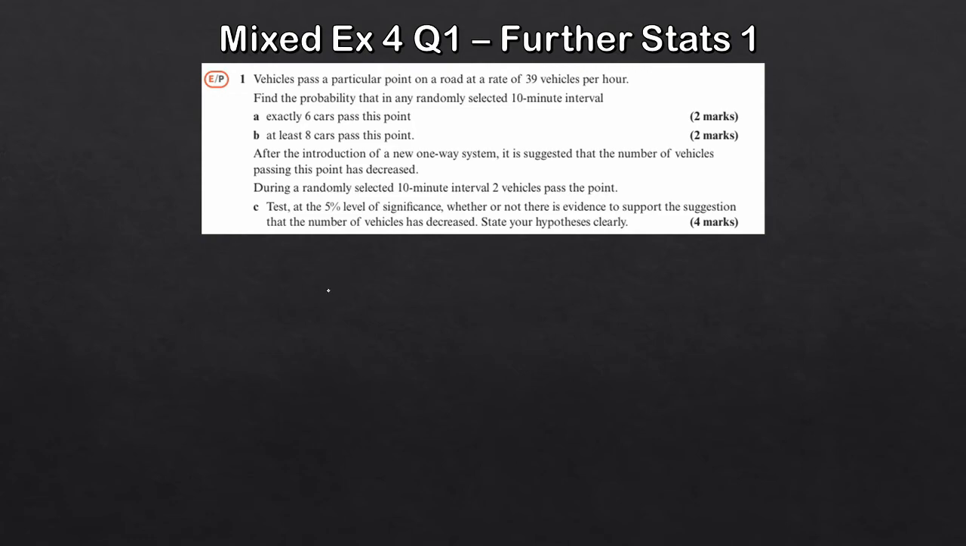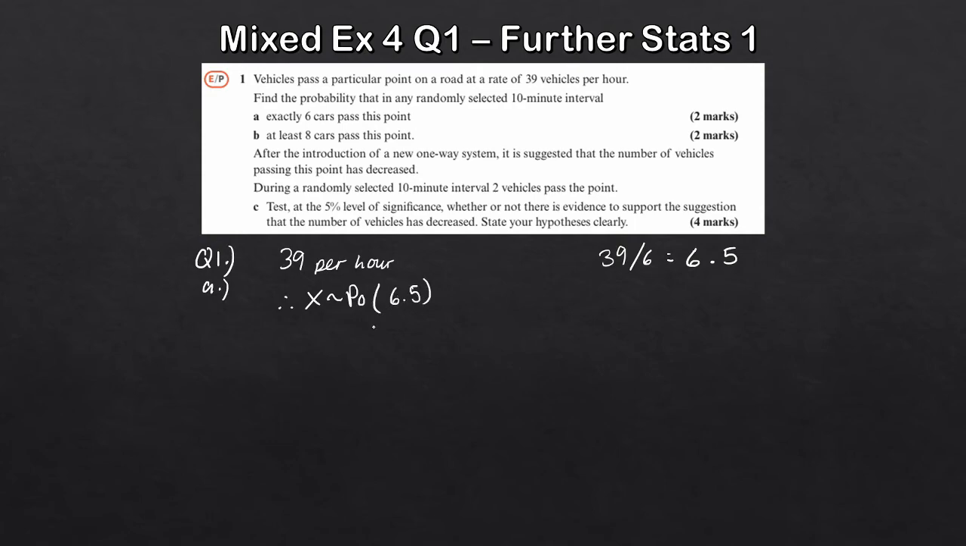But we're actually looking for a 10-minute interval, so just be very careful how you set up lambda here. So for A and B, if it's 39 per hour, and we want a 10-minute interval, we divide this by 6 because there are 6 10-minute intervals per hour. So 39 divided by 6 gives us the rate per 10 minutes. If you do this on your calculator, you'll get 6.5. So therefore, what we're saying is that X is a Poisson distribution with lambda 6.5.